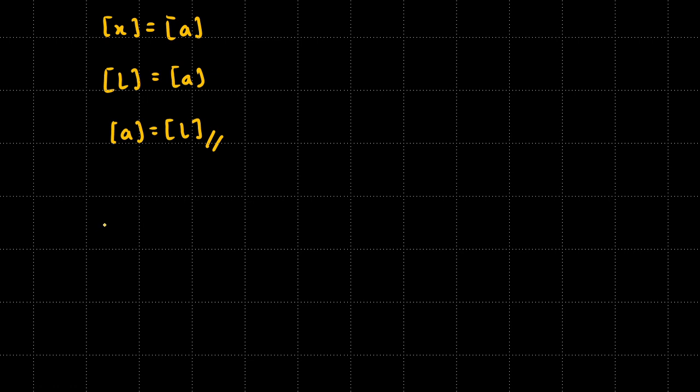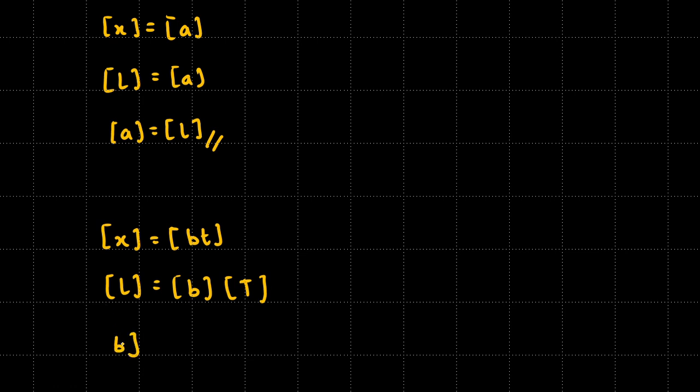Again, taking the first and third pair, we will get bt. The dimension of x will be L. The dimension of t, since t is time, will be T, which means the dimension of b will actually be L T minus 1.